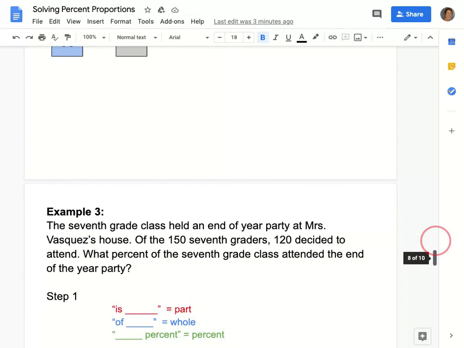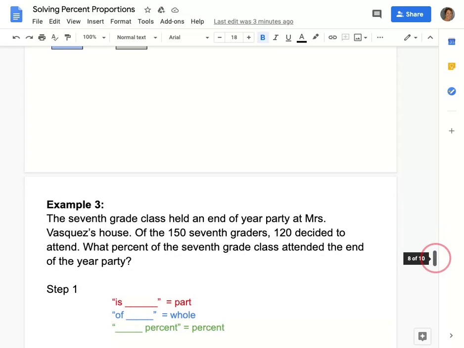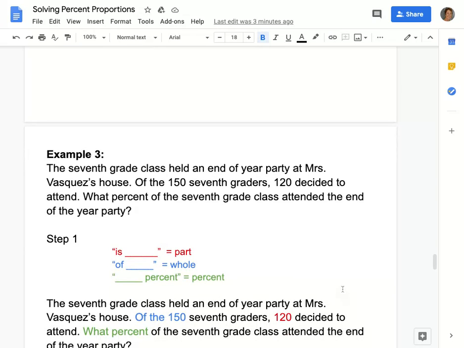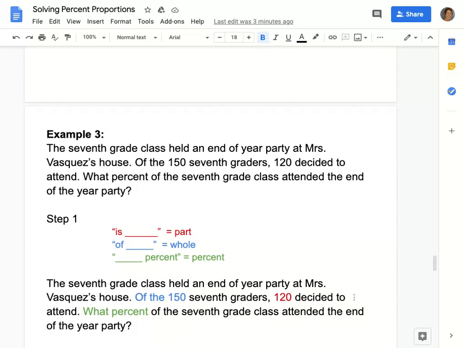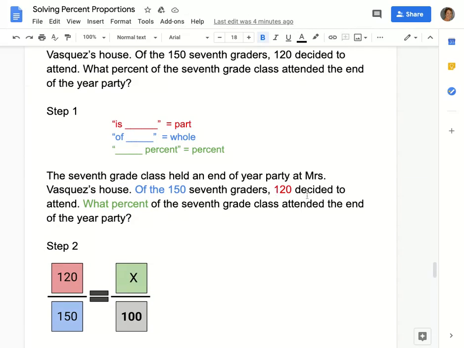And the last example, because I like this example, where we're having a party at my house. So example 3, we did this in the previous video. We identified the part is the 120. The whole is of 150. What percent is what we're looking for.